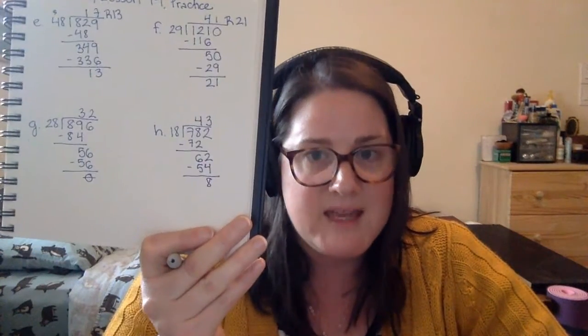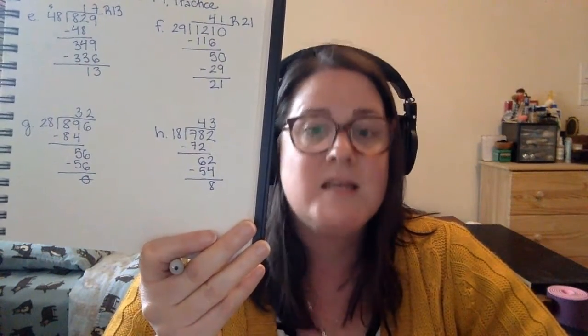3 times 8 is 24. 3 times 1 is 3, plus 2 is 5. All right, I get 54, so I have not overestimated. I'm going to subtract to make sure I have not underestimated. 62 minus 54 leaves me with a remainder of 8. I have not underestimated, and I have nothing more to bring down. So my quotient is going to be 43, remainder 8.